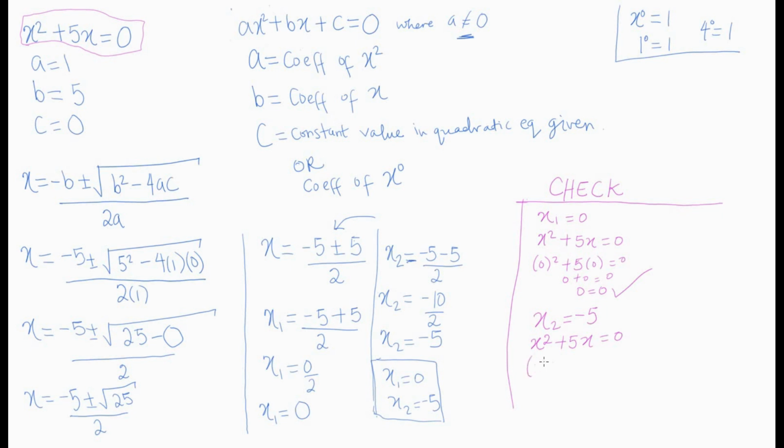So negative 5 squared plus 5 times negative 5 equals 0. So negative 5 squared is 25. 5 times negative 5 is negative 25. So 25 minus 25 equals 0. So 0 equals 0. Another check. Alhamdulillah. So this just means 0 equals 0. That means we got the right value that we solved for.